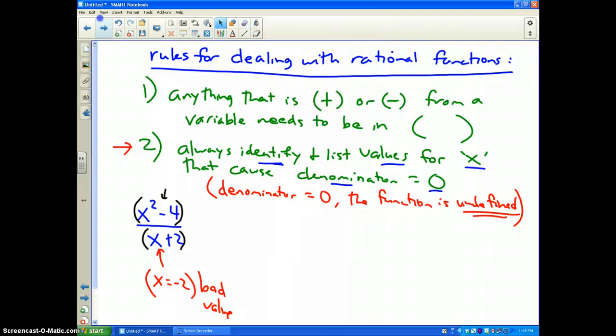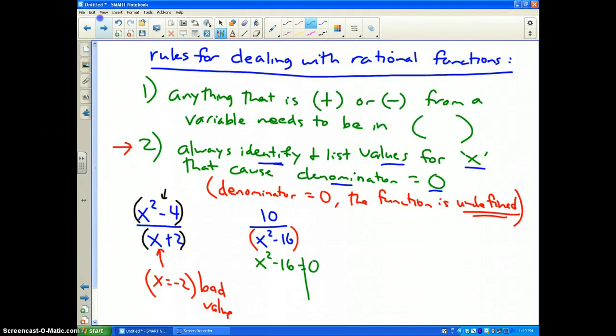Second problem from the prior screen. We had 10 divided by x squared minus 16. Well, the numerator is okay. There's no plus or minus signs and no variable, but the bottom has a minus sign. Put it in parentheses. Now, what values cause this to be bad? Well, I would take x squared minus 16 and make it equal to 0 and find that out. Well, that's easy because you all know x squared equals 16. And then when I take the square root of both sides, x equals 4 or negative 4.